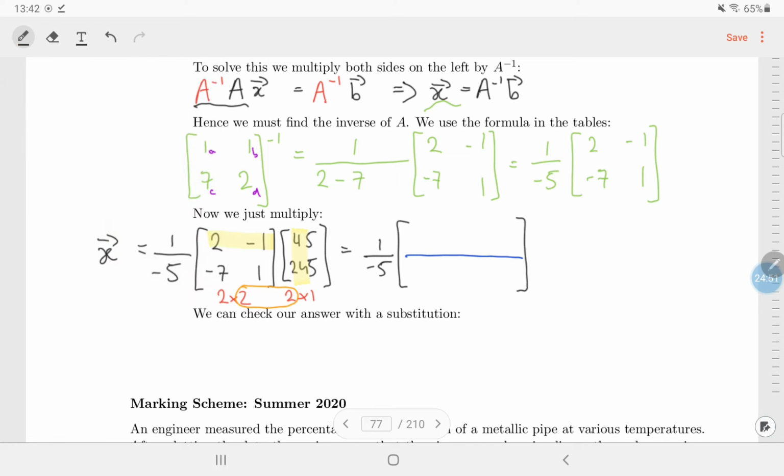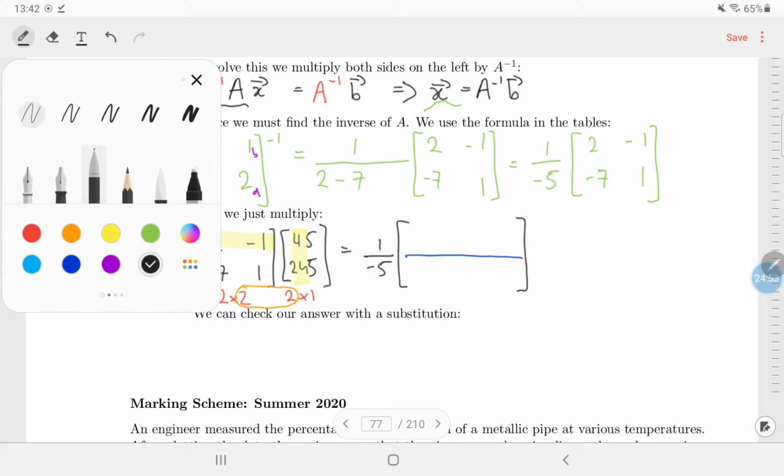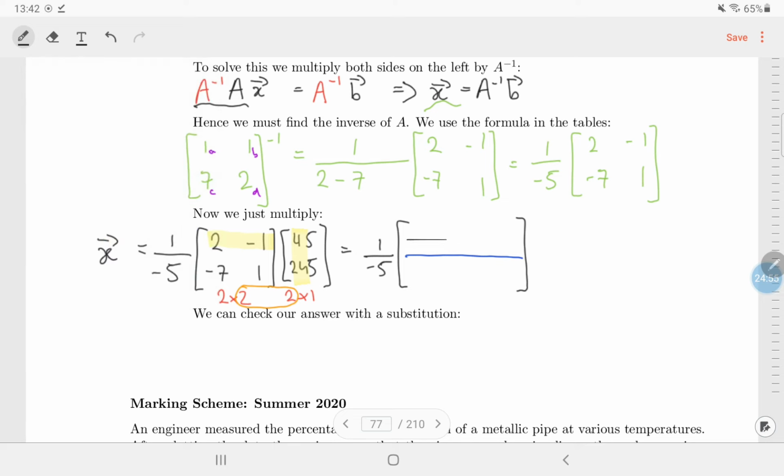So as in 2 by 45 minus 1 by 245. And the next one is row 2: minus 7 by 45 plus 1 by 245. And now we're going to multiply these in. So I need to multiply in the 1 over minus 5. So I have 2 by 45 minus 245 multiplied by minus 1/5.